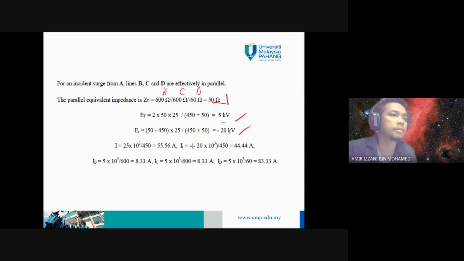And you see the wave comes reflected back to the source. Then we can determine the original current I and the reflected current, using the equation given. And finally, we can calculate individual currents for each transmission line.